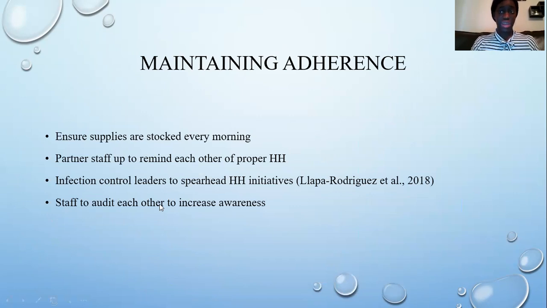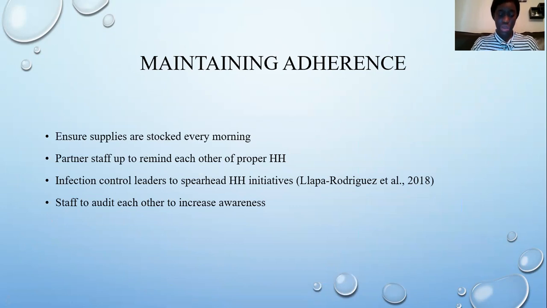In order to maintain hand hygiene adherence, staff can pair up to remind each other when it is observed that necessary hand hygiene is not being performed. Staff need to ensure that supplies are stocked every morning so as not to run out of hand soap or hand sanitizers during their shift.